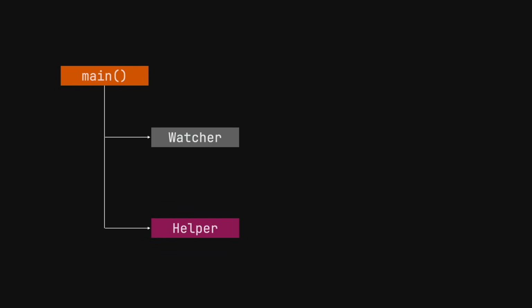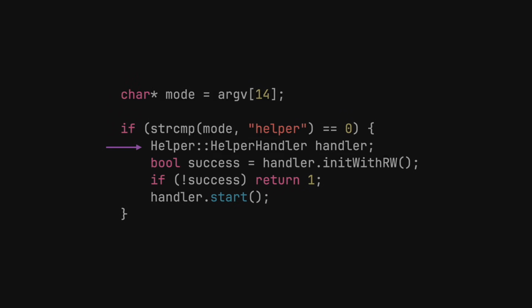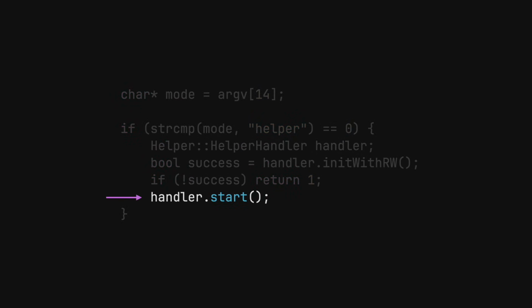It starts here. In the main function, the malware is a single binary with two responsibilities. On one side you have the watcher, and on the other, the helper. This is the surveillance worker we are analyzing today. Let's use a C++ representation here. First, it will create the helper handler object and initialize read and write kernel primitives. And then it starts the handler.